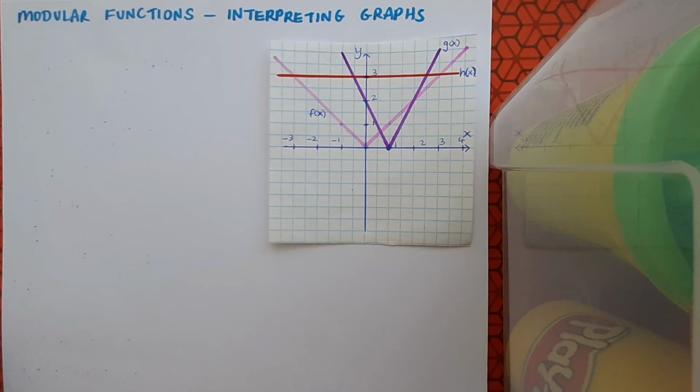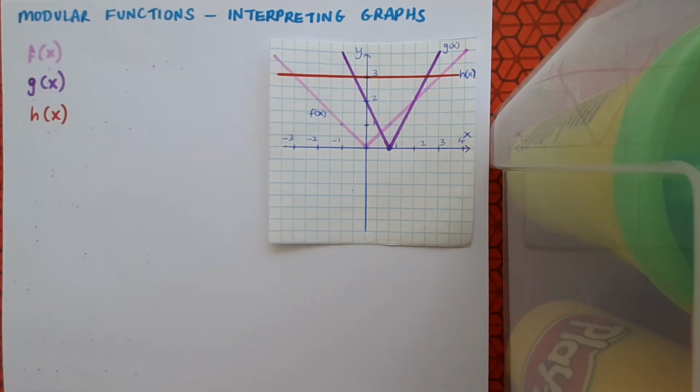This video is on modular functions and interpreting graphs. So in this diagram, I've got three functions, f of x, g of x, and h of x. F of x and g of x are modular functions, and h of x is just a line. Take a moment to see, can you work out the function for each of these, f of x, g of x, and h of x? Pause the video, and when you've done that, then play and see if you're correct.